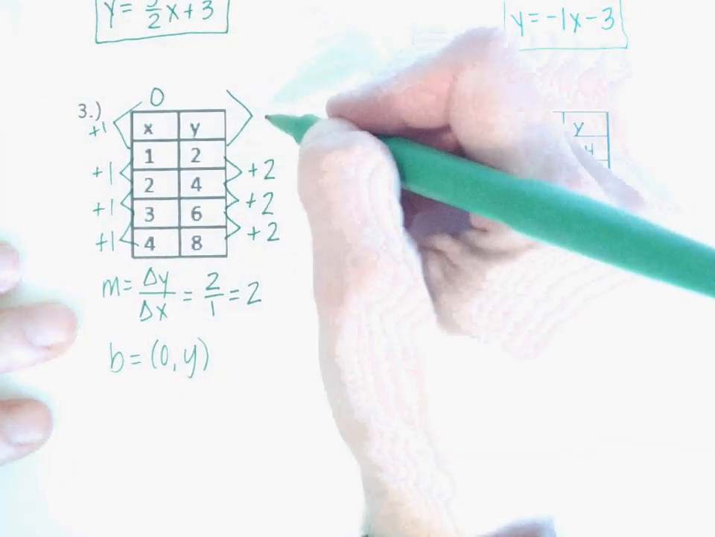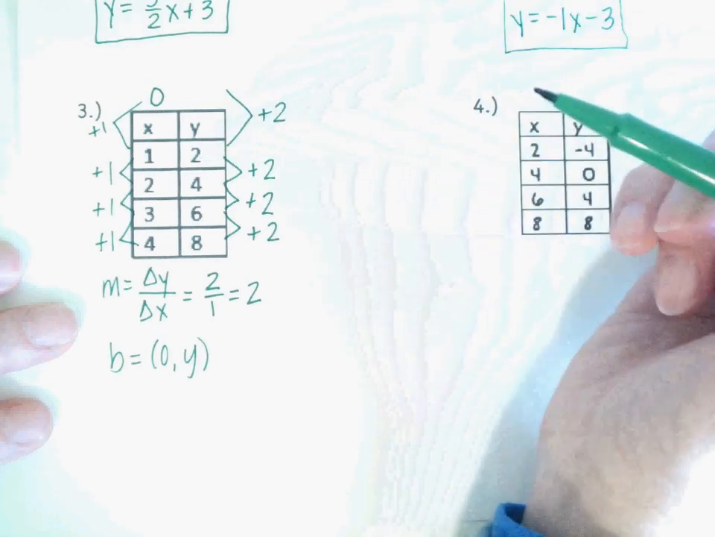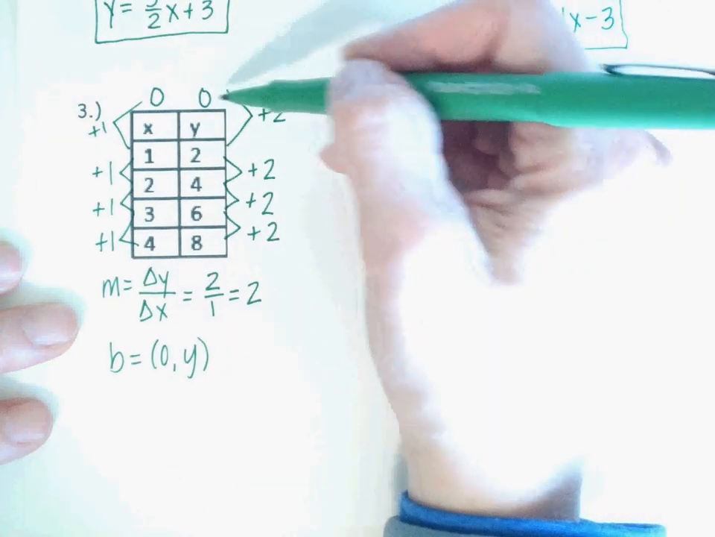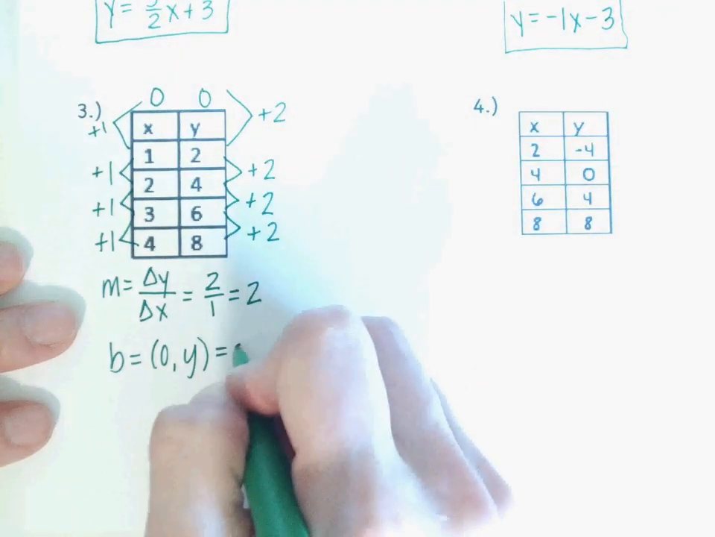For my pattern, if I'm going to increase by 2, what plus 2 would give me 2? And hopefully you realize 0. 0 plus 2 gives me 2. So my value here is 0.